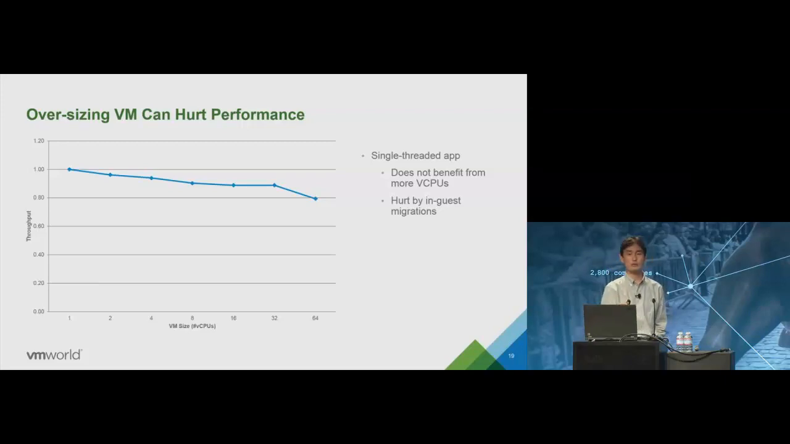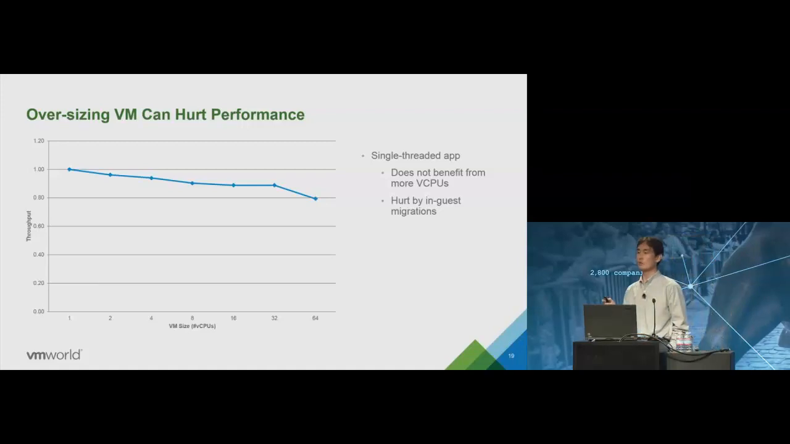For this, I've run a single-threaded application in 1 vCPU VM, 2 vCPU VM, up to 64 vCPU VM. It's the same workload. And on the y-axis, it's again normalized throughput, so higher means better. And you can see the performance is progressively worse. And the performance drop can be as much as 20%. It's non-trivial. You burn more cycles, and then you get worse performance.